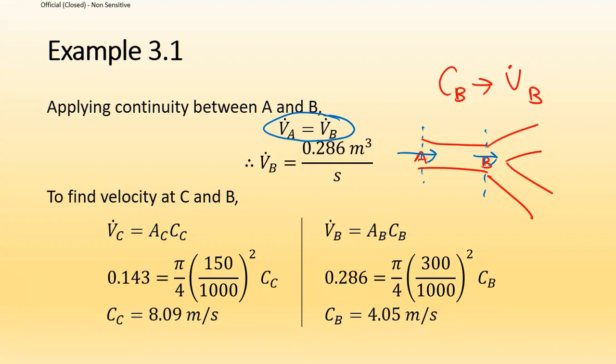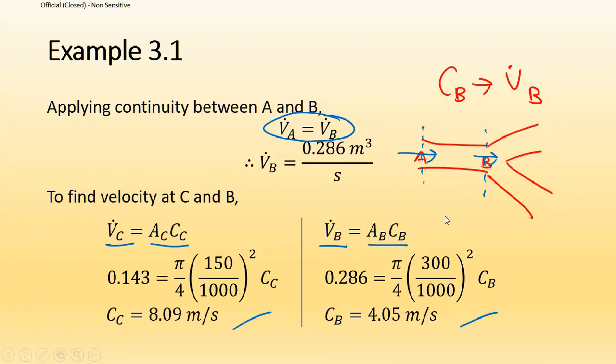Having said that, it's important to take note that you can apply continuity in the network in whichever location. But most importantly, the concept is it must be logical, the fluid must be conserved. For this question, we saw ourselves applying it in two different locations: one between A and B, and the other between A, C, and D. Once we have our V dot C and V dot B, we simply apply the area, and we can get the velocity at C and the velocity at B.